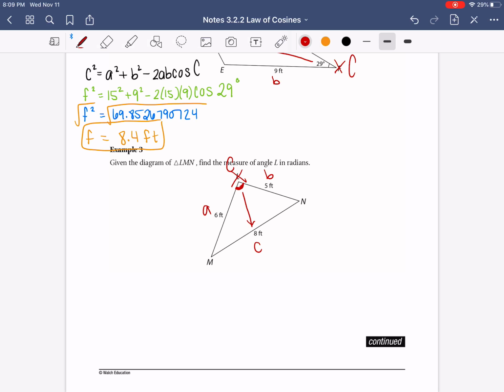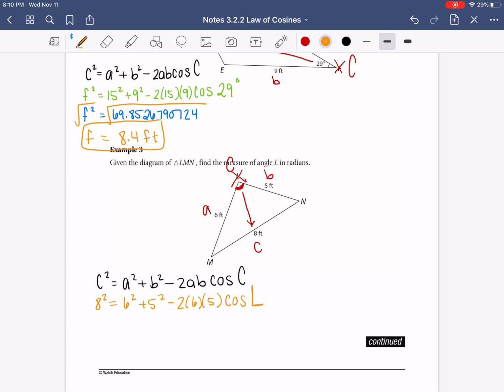All right, so when we're setting up our law of cosines, our law of cosines is little c squared equals little a squared plus little b squared minus 2 times a times b times cosine capital C. This problem specifically says in radians, so we need to be in radian mode on our calculator. So I'm going to plug in my pieces. Little c was 8, little a is 6, little b is 5, minus 2 times 6 times 5, cosine capital C, that's L, what we're trying to find.